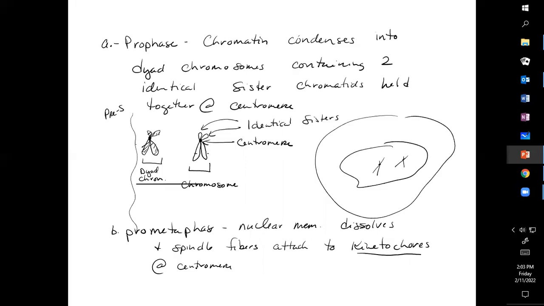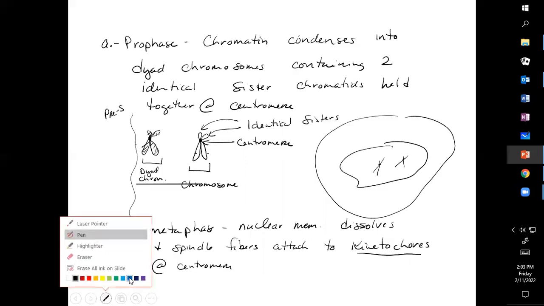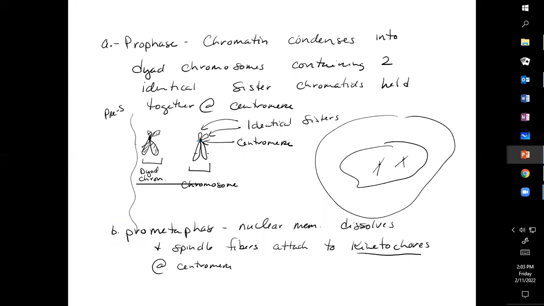So the centromere is sort of a region. Kinetochore is a physical structure. Maybe I can make some kinetochore-looking structures, let's say in blue here. So specialized microtubules called spindle fibers attach to the kinetochores.